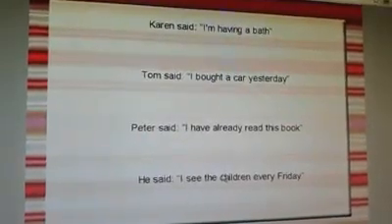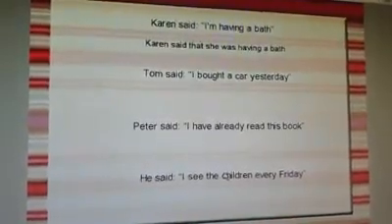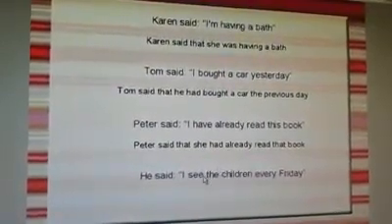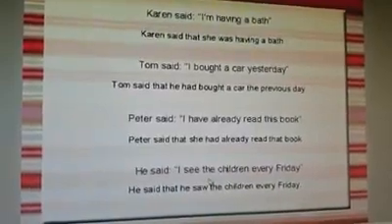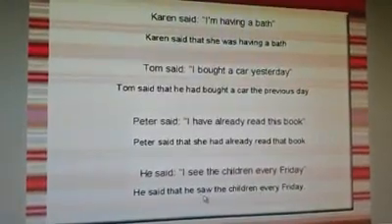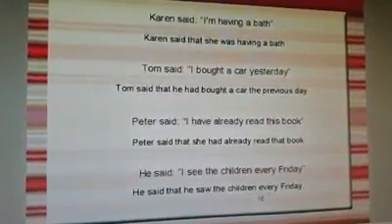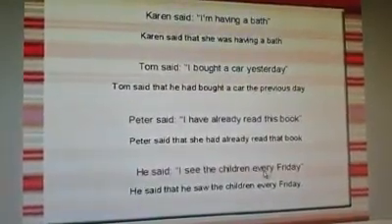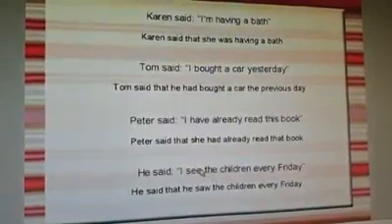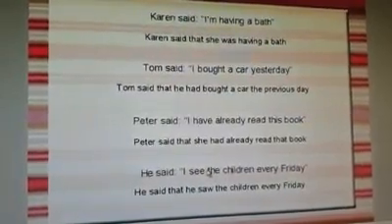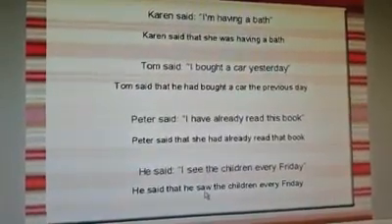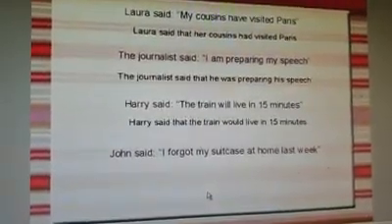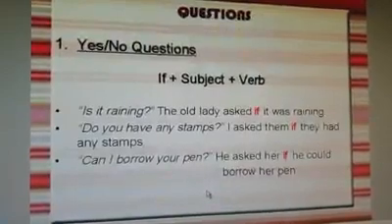There are even some other examples here, as you can see, in all verb tenses that we know. For example, in the last one, he said, "I see the children every Friday." He said that he saw the children every Friday. So the time expression here, every Friday, doesn't change, while the verb see, from present simple, changes to past simple, saw. These are some other examples about them.